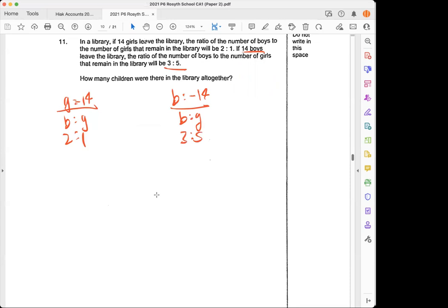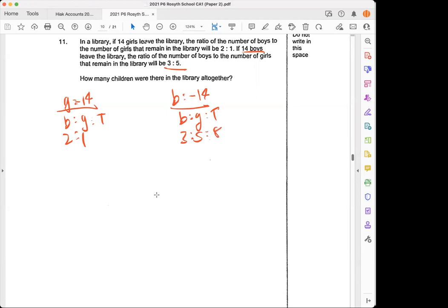Now, whenever there's two ratios, you must always look for a common base. The common base between these two ratios is the total, unchanged. Why? Because in both scenarios, the same number of children left the library, right? So in the first scenario, 14 girls left. In the second scenario, 14 boys left. So the remaining number of children in both scenarios should be equal. So the total must be equal.